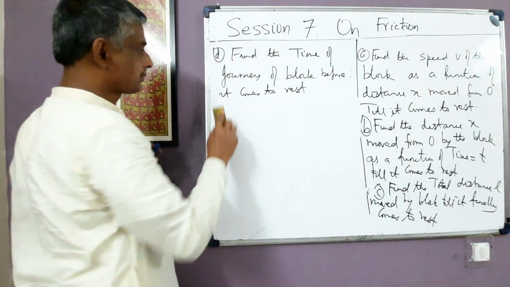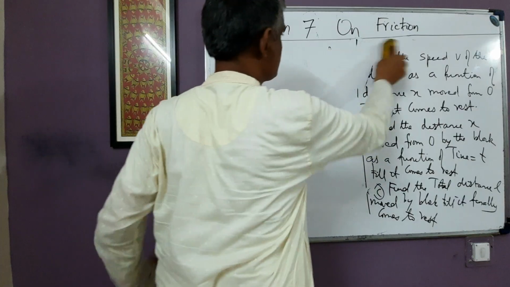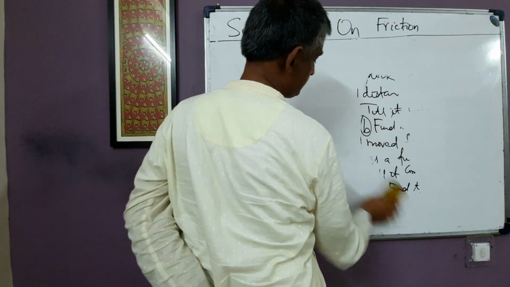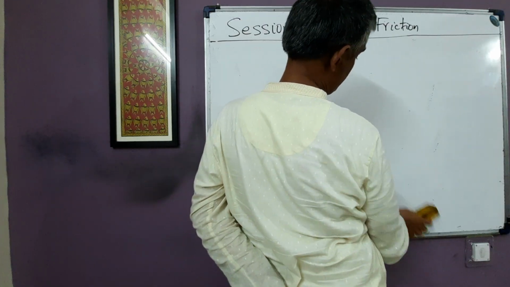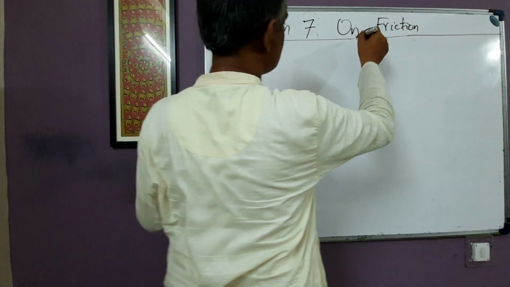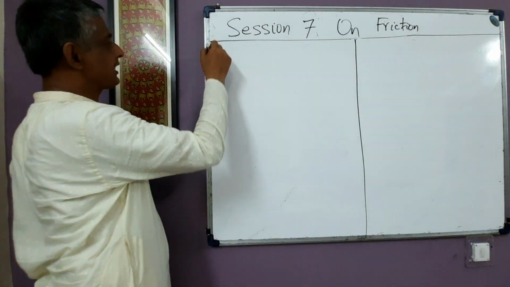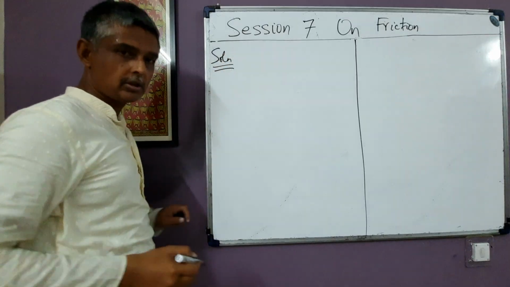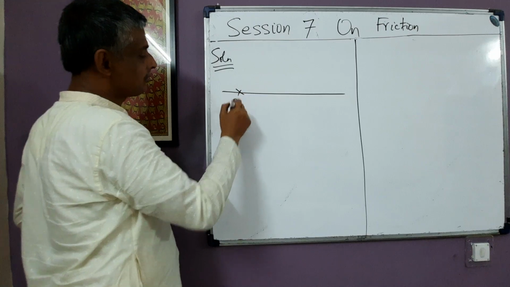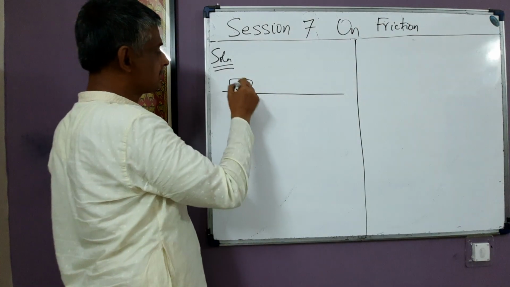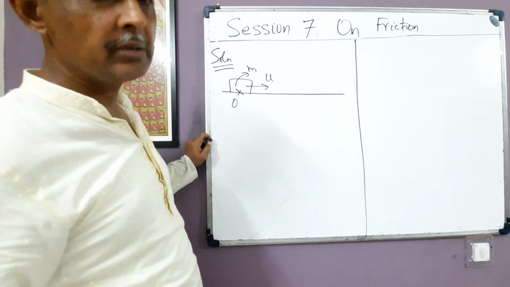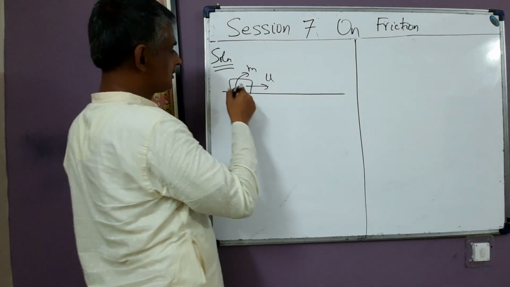I draw the diagram of the situation. See, this is a rough horizontal surface. O is the point on the surface. Here is a small block of mass m. It is given an initial rightward speed of u equal to 20 meter per second. This is the situation at time 0.